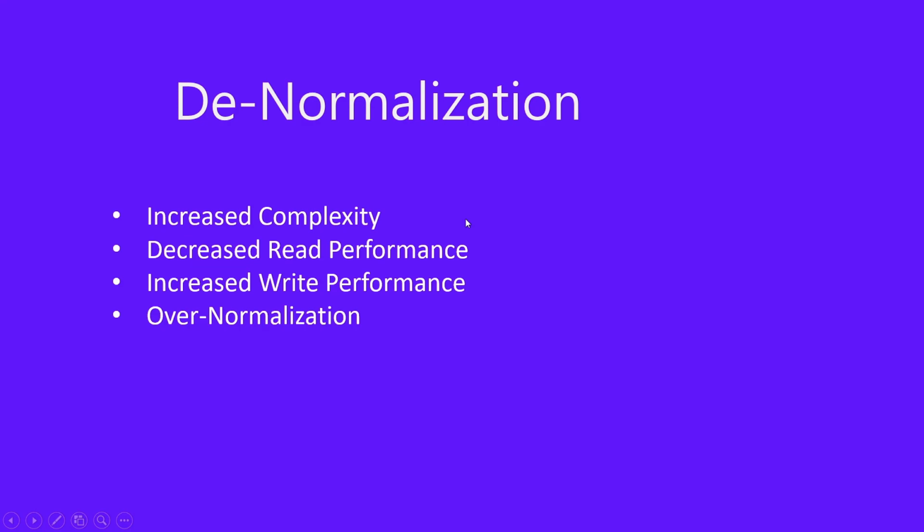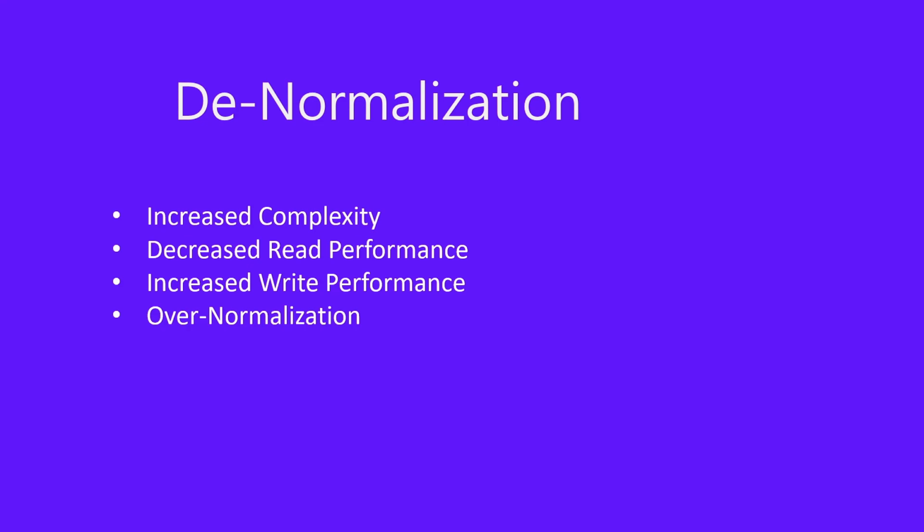Denormalization increases the complexity, because we are aggregating all this information, country, state, and city, into one table. It also decreases the read performance and increases the write performance. Why am I saying decrease the read performance? Because in one table we will get complete information, when India has multiple states and multiple cities, all the information is in one table.